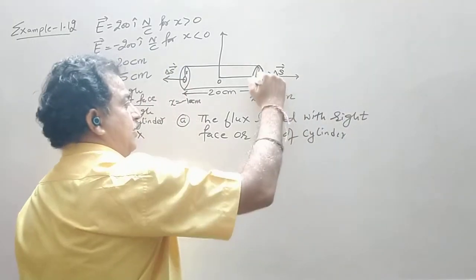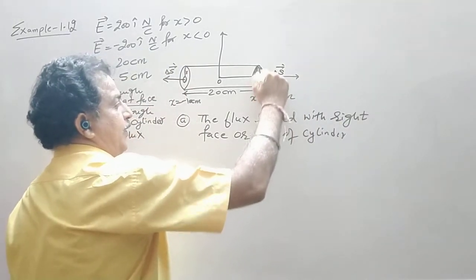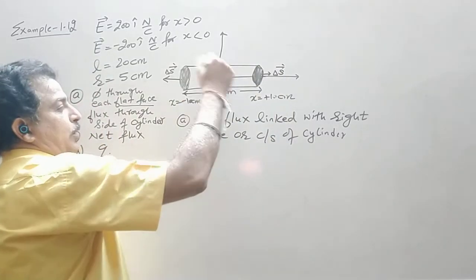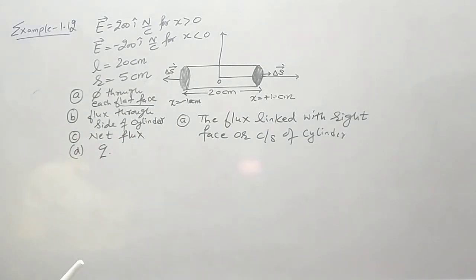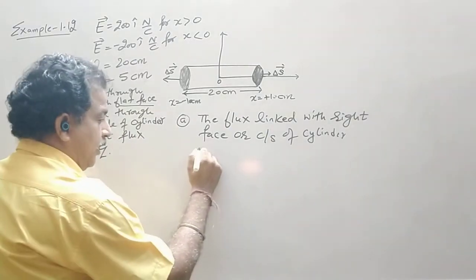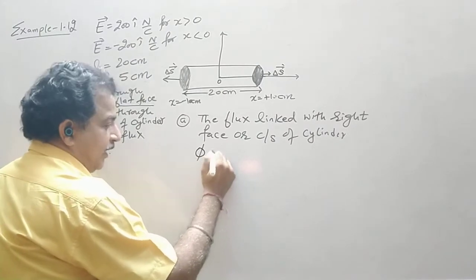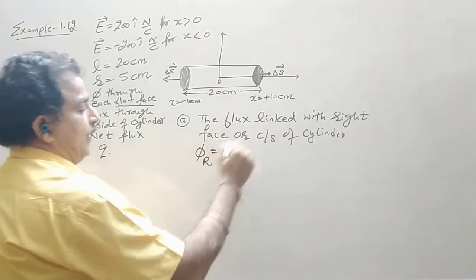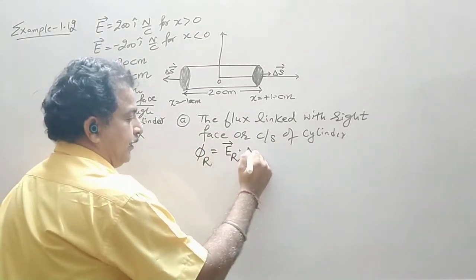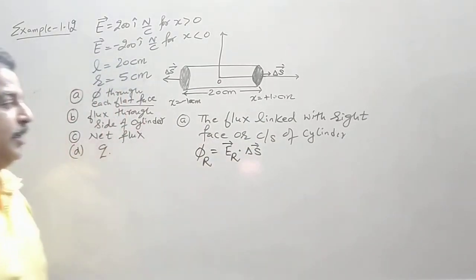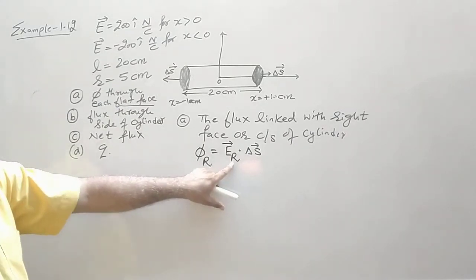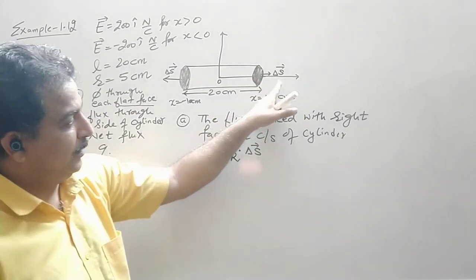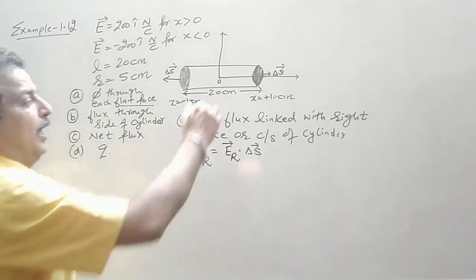Now this is our one portion, we are shading it. This is your another portion. For this portion we know the contribution will be 0. So the flux linked with the right face or cross section of the cylinder, let this be phi R. This will be written as electric field intensity linked with the right side dot delta S. Now here the electric field intensity is positive and the area element is also along the x-axis.